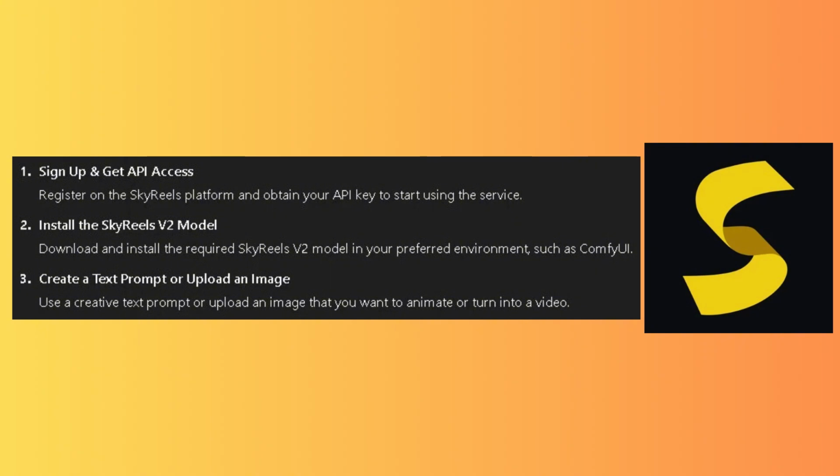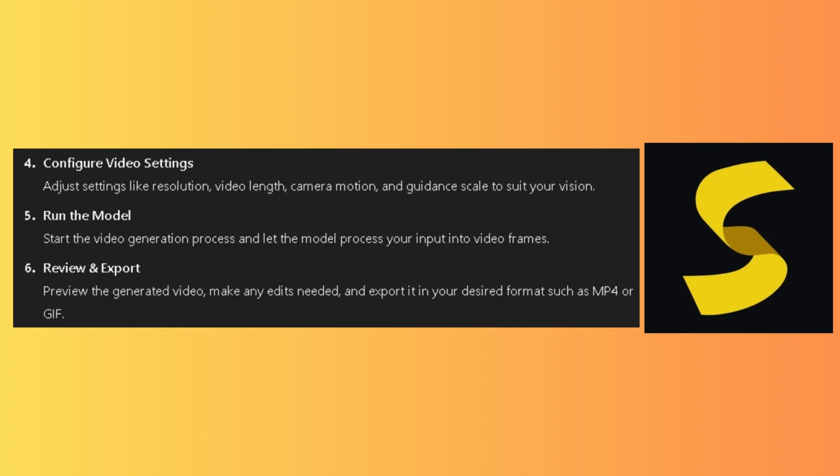Create a text prompt or upload an image. Create a text prompt or upload an image that you want to animate or turn into a video. Configure video settings. Adjust settings like resolution, video length, camera motion and guidance scale that suits your vision.